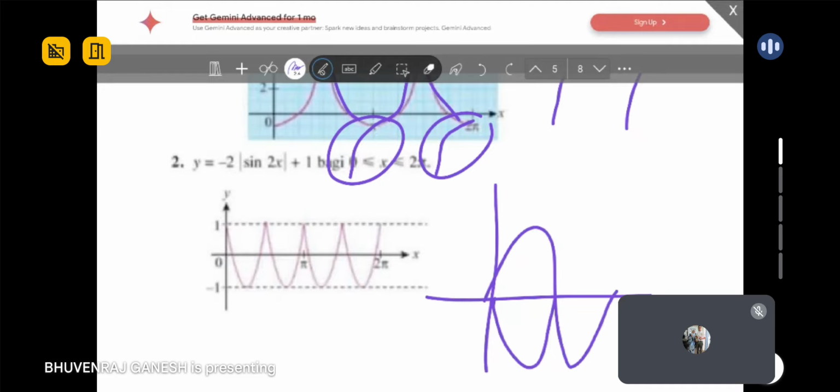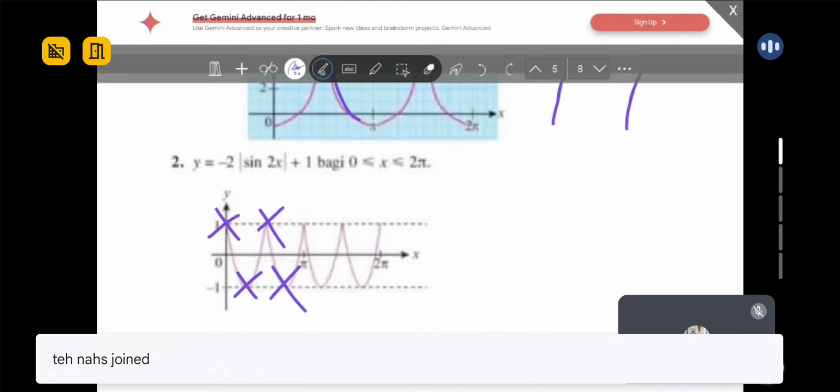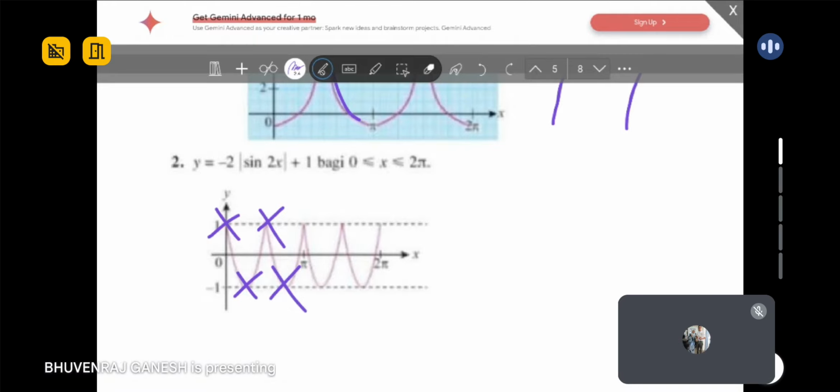For the rest, just use the table method. You will get all these values. The most important thing is that you get the positive one and the negative one. If you get those two y values, you can draw the graph, because you know the shape of the original sin x graph. Am I right? So you just follow the original graph shape. Confirm your answer is correct.